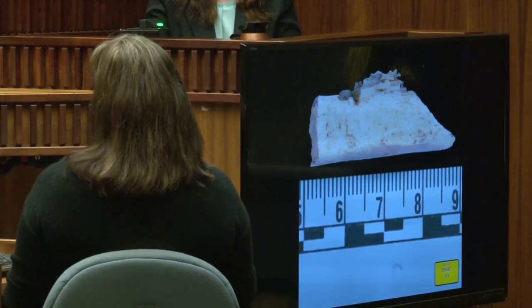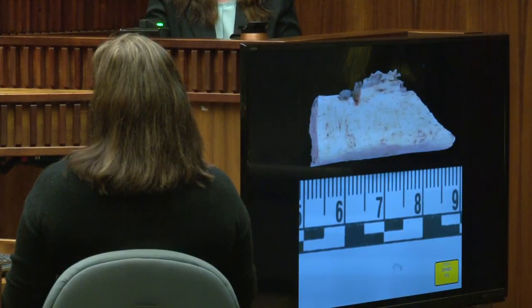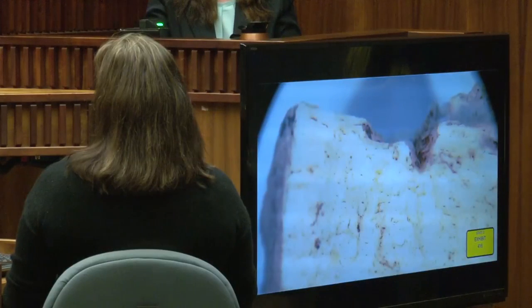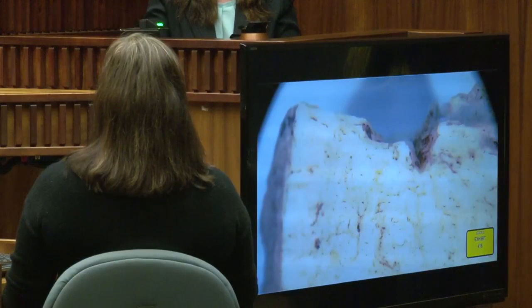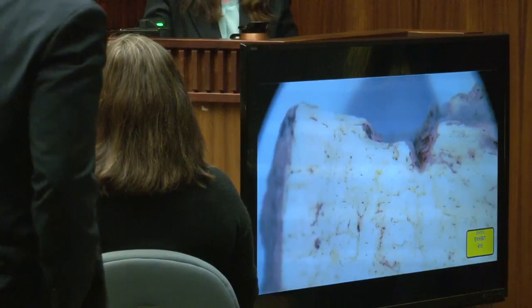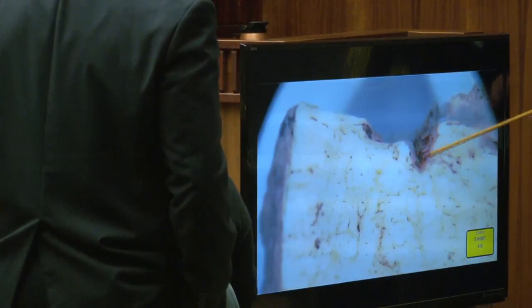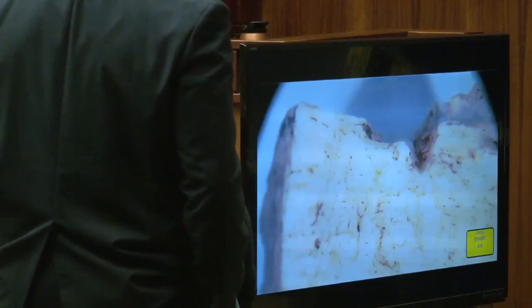Okay, I'm going to show you another photograph. This one or this one? Okay, I'm going to show you a closer up of that. Okay, so you mentioned a defect. Do you see that there in this photograph? Yes. Okay. Dr. Taylor, step down and approach the monitor. If you could approach the monitor and show us what you're referring to. The defect I'm referring to is this V-shaped defect, as well as this scooped out region of bone.